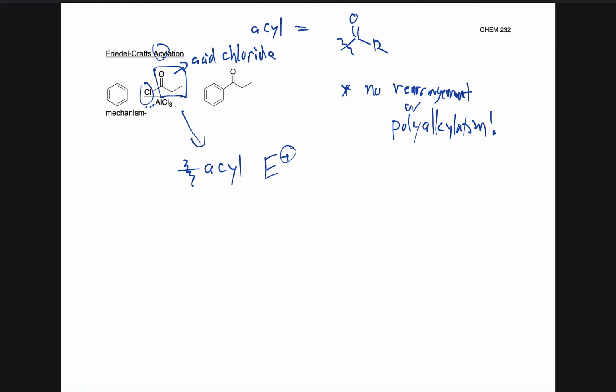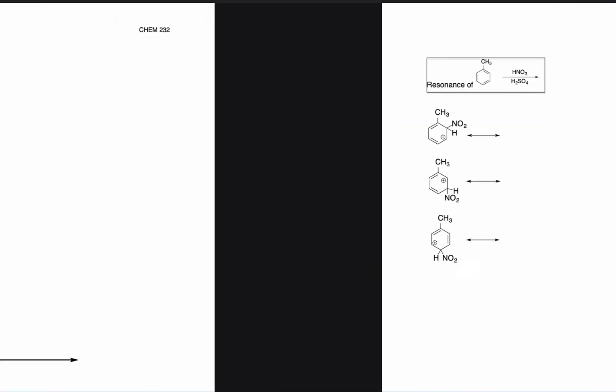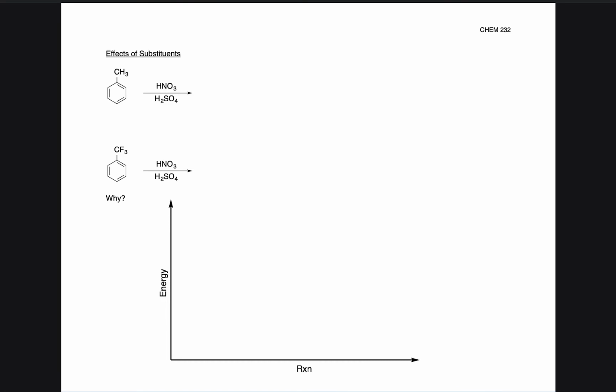Now that we've looked at a bunch of these reactions, let's go ahead and look at what happens when we add substituents. We're going to look at some different effects of different substituents on our benzene ring. If we're looking at toluene, just methylated benzene, what happens when we do this nitration reaction, where we're adding on this NO2 as our electrophile?